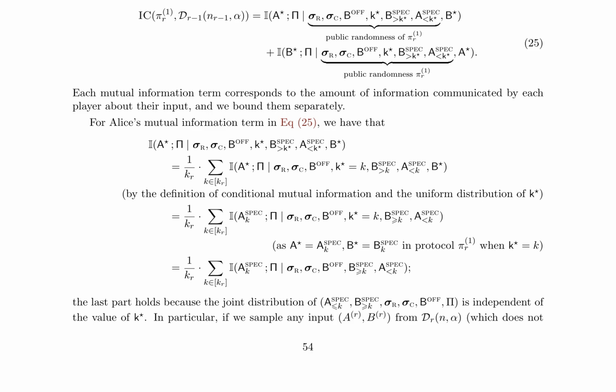The notation used in the proof includes A-star, B-star to denote the random variables corresponding to the input instance of AHM_{r-1} given to Alice and Bob, and pi to denote the random variable corresponding to the set of messages sent by both Alice and Bob. The proof also uses the notation A_OF, B_OF, k-star, A_spec, B_spec to denote the random variables corresponding to A_OF, B_OF, k-star, A_spec equals A_spec,1 through A_spec,k, and B_spec equals B_spec,1 through B_spec,k, respectively.